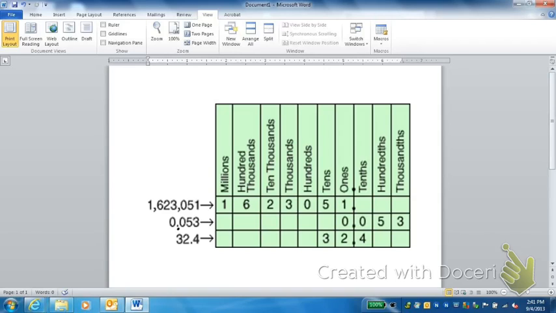The next one, 32.4. We look at that last digit, the 4, and that tells us the place value, tenths. So this would be 32 and 4 tenths. We don't say point. All of these decimals, when we say them, we call it and. 32 and 4 tenths. If there's no number in front of it, we don't need to say anything. For example, 0.053 would just be 53 thousandths.